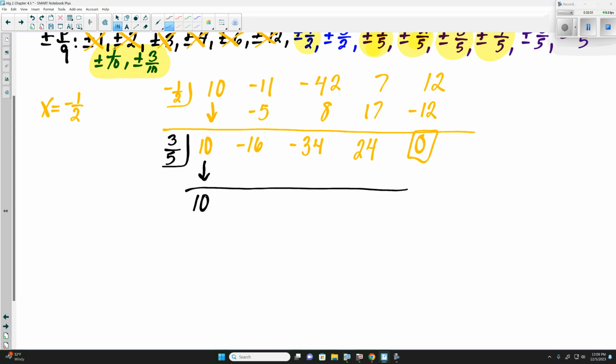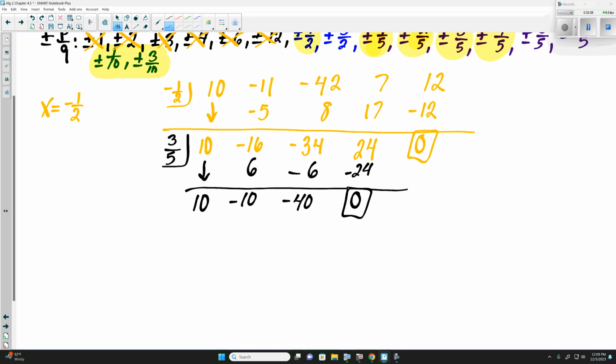Now again, most of this calculation that we're doing with the synthetic division, you can do these in a calculator. 10 times 3/5 is 6. Negative 16 plus 6 is negative 10. 3/5 times negative 10 is negative 6. Negative 34 minus 6 is negative 40. 3/5 times negative 40 is negative 24, which gives us a 0. So we have these two here.